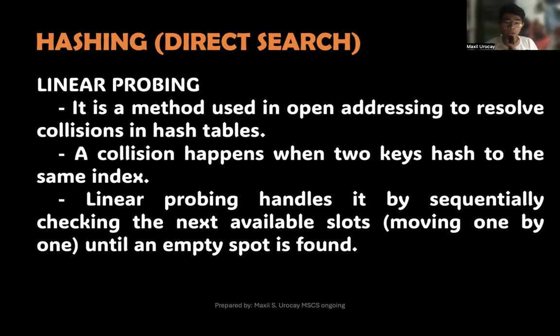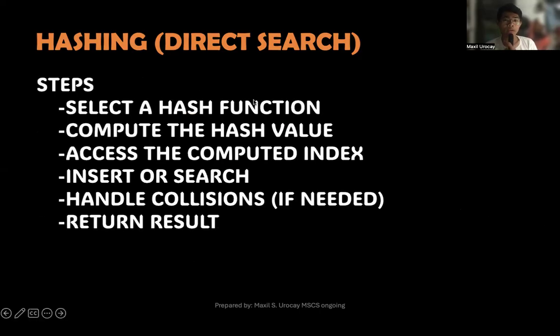So linear probing handles it by sequentially checking the next available slots, moving one by one until an empty spot is found. So say for example, if in index 6 you already inserted a value, and the second time you find another element that also hashes to 6, you can search the next item, do a linear probe, and if it is available, you can insert it right there. Then the steps to follow are: select a hash function, compute the hash value, access the computed index, insert or search, handle collisions if needed, and return the results.